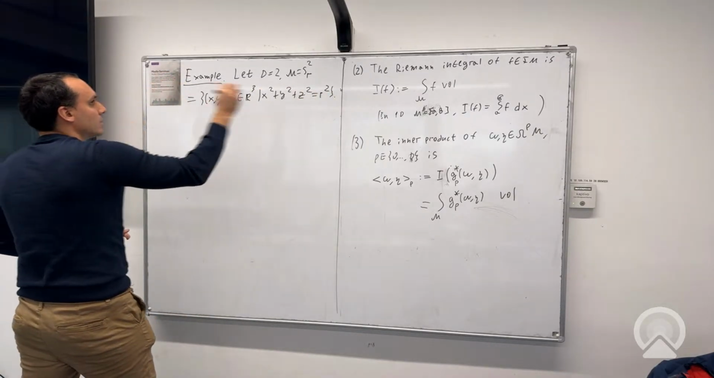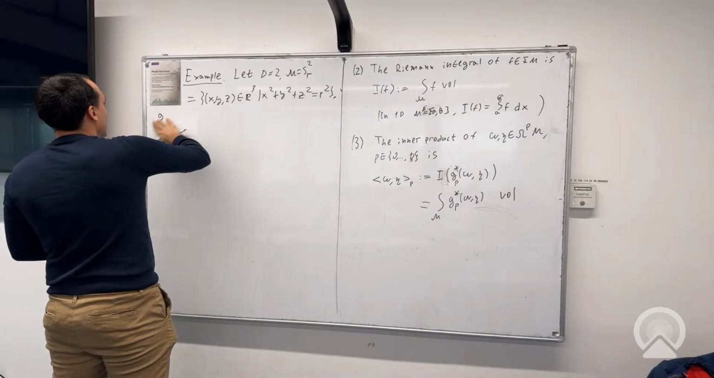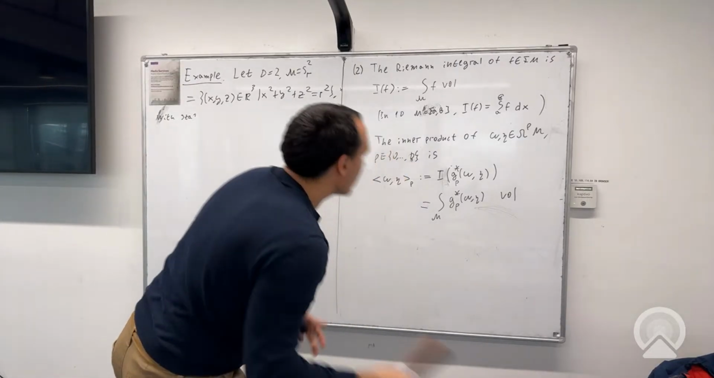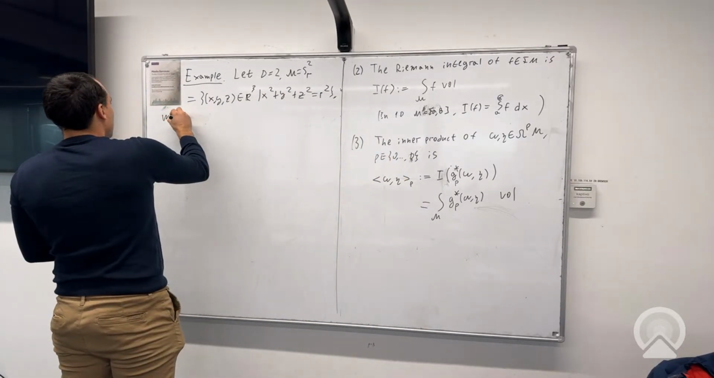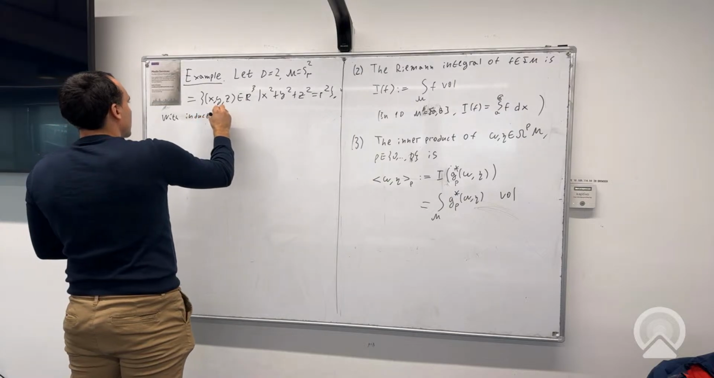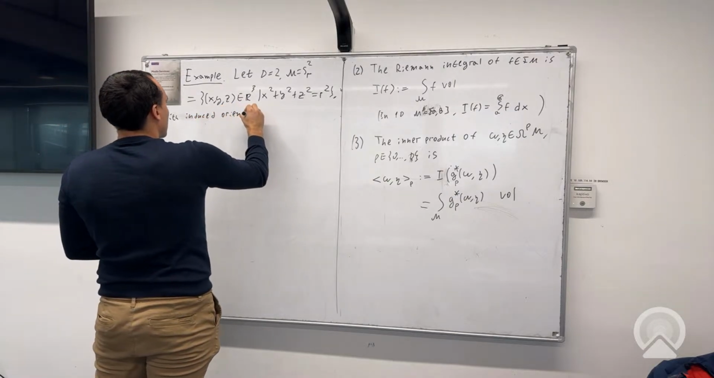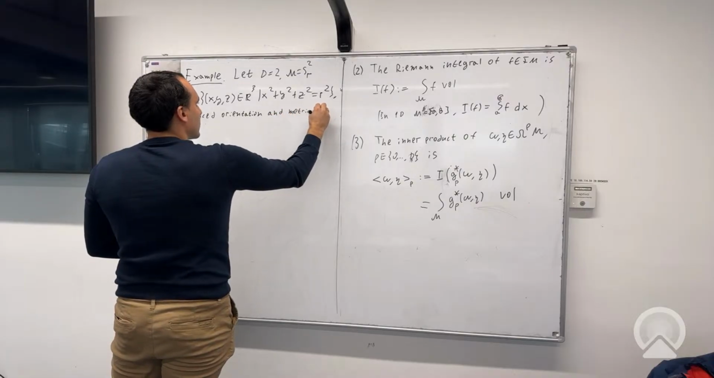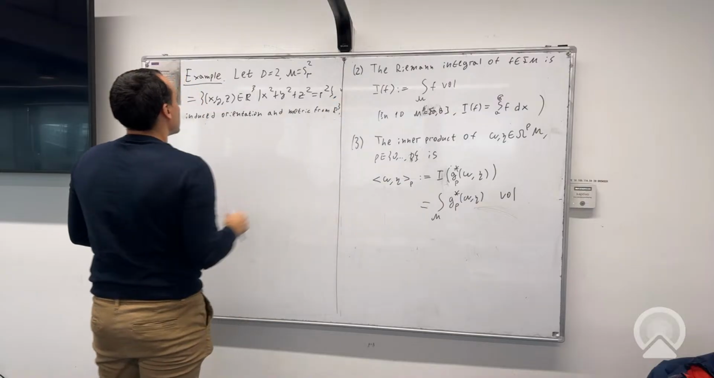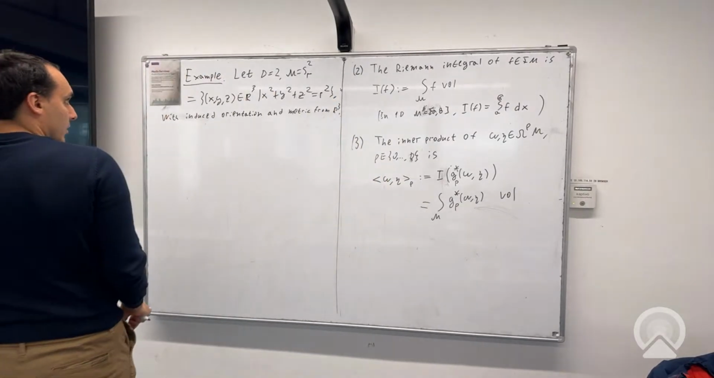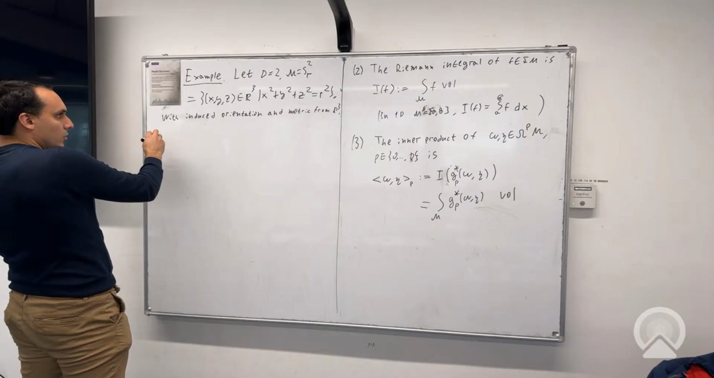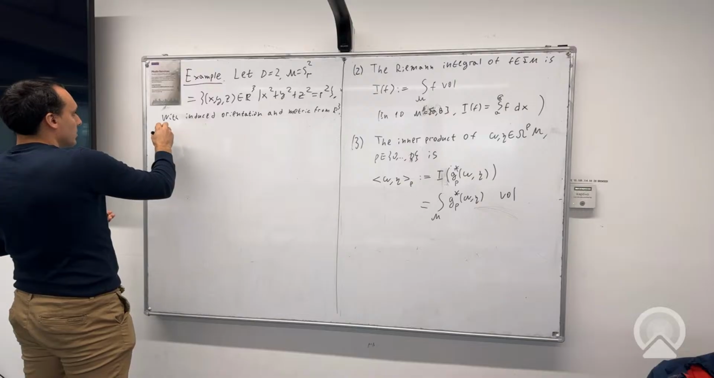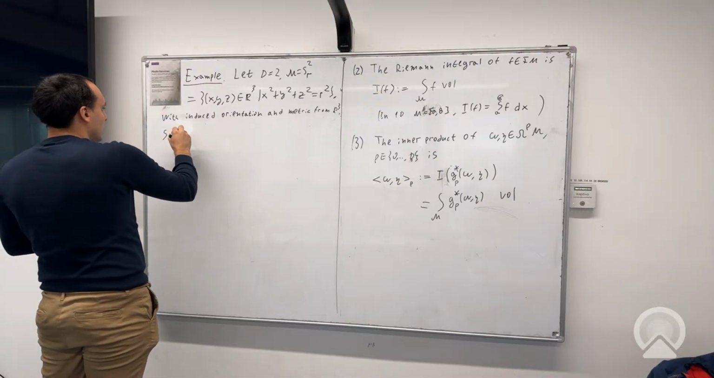Okay. So, and with standard orientation, so induced orientation and metric from R^3. Okay, so in spherical coordinates, the spherical coordinates look like that.